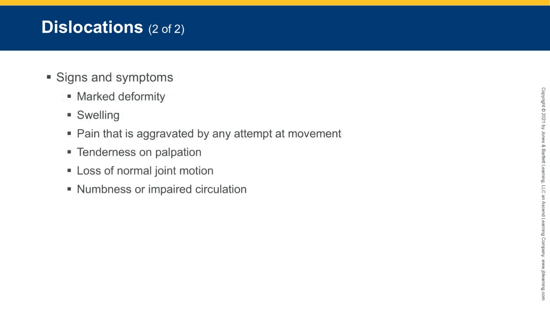Signs and symptoms of a dislocation include marked deformity, swelling, intense pain aggravated by movement, tenderness upon palpation, loss of joint mobility, and possible numbness or impaired circulation. Since dislocations can also damage surrounding nerves and blood vessels, prompt assessment and treatment are crucial.